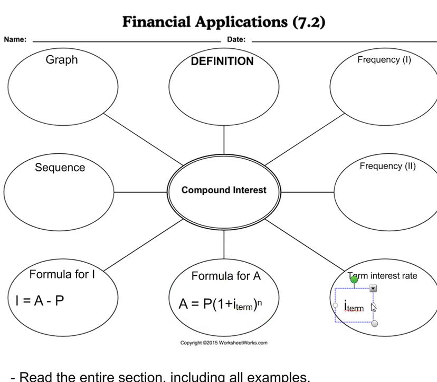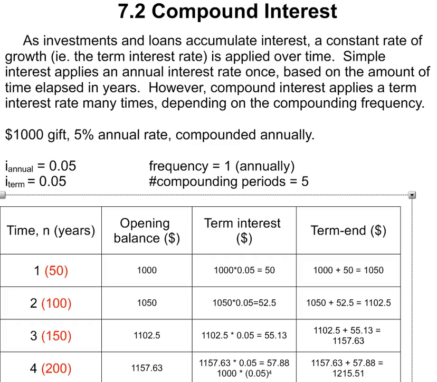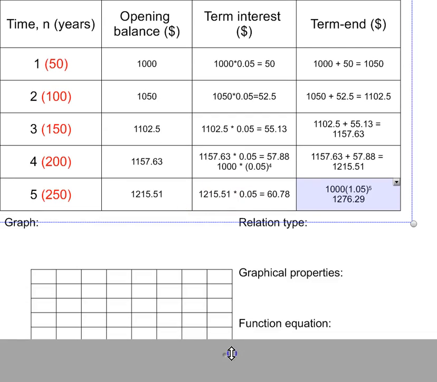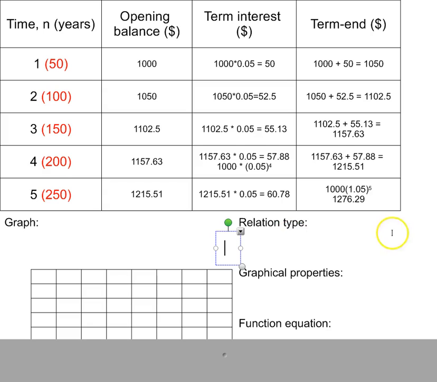Term interest rate is simply the annual rate divided by the frequency. I'm just going to call it f. Okay. Now let's go back to our chart here, and let's explore this a little bit more. So what we want to do is plot some of these points. We're going to plot the term end, which is the amount of investment according to the number of years.